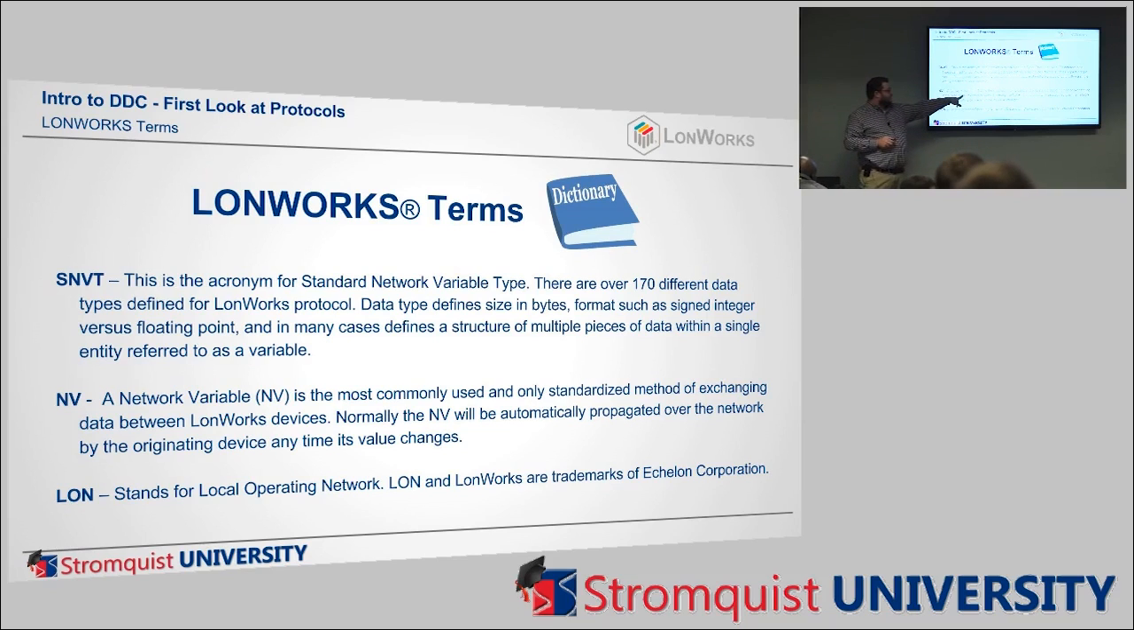NV, a network variable, that's what LON calls the points talking across the bus. So when you have somebody say, I need this, does this controller have this NV, this variable? Is it pulling this point out where I can see it from my front end? And a little thing, LON actually stands for Local Operating Network. And both LON and LONWORKS are just trademark names from Echelon, the people who developed it.